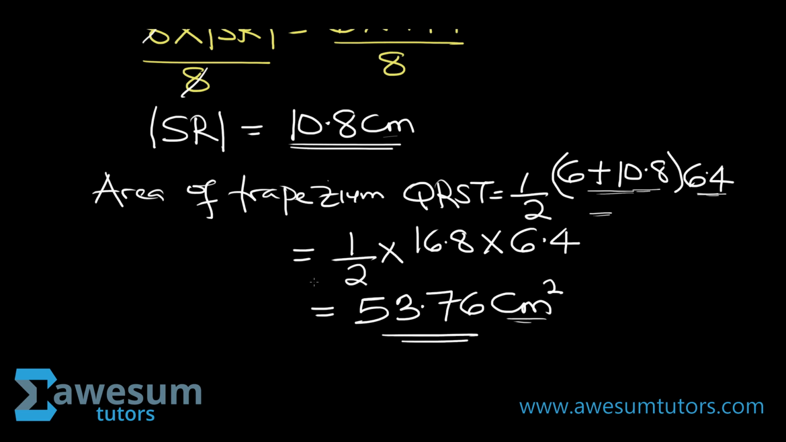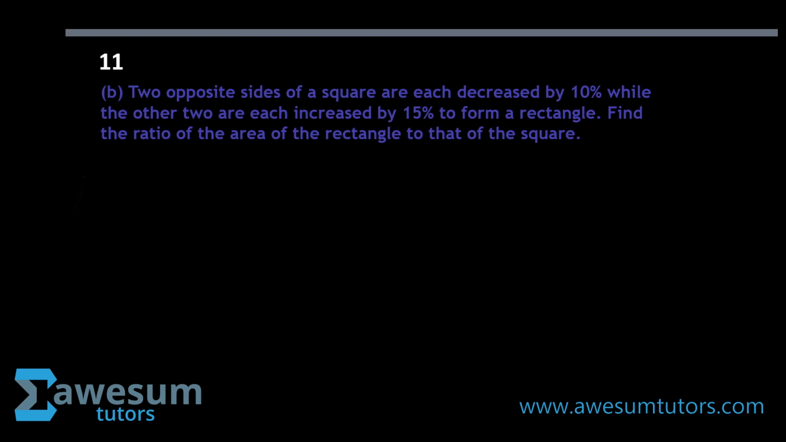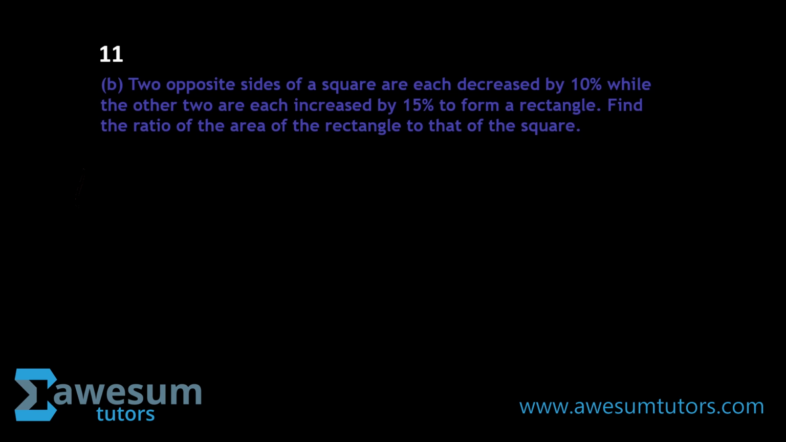Now let us take a look at question B of number 11. It says that two opposite sides of a square are each decreased by 10%, while the other two are each increased by 15% to form a rectangle. Find the ratio of the area of the rectangle to that of the square.